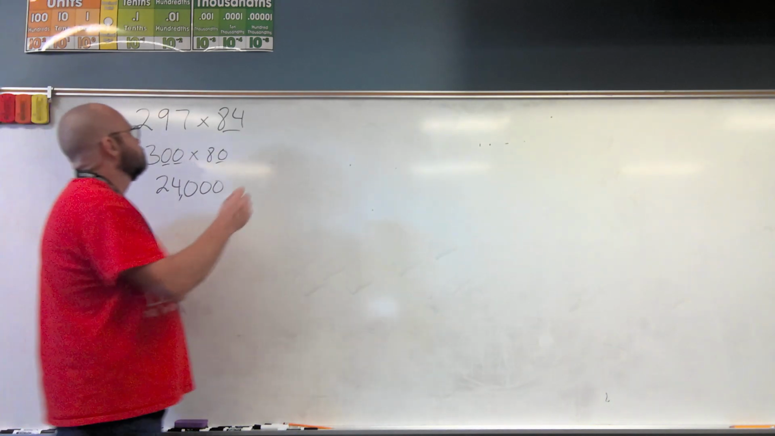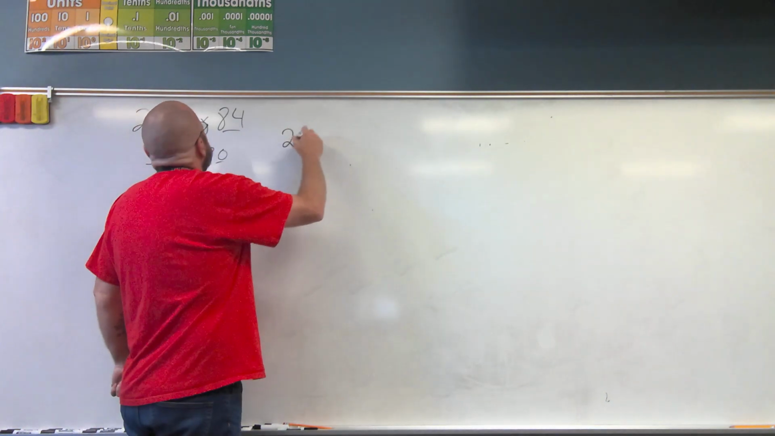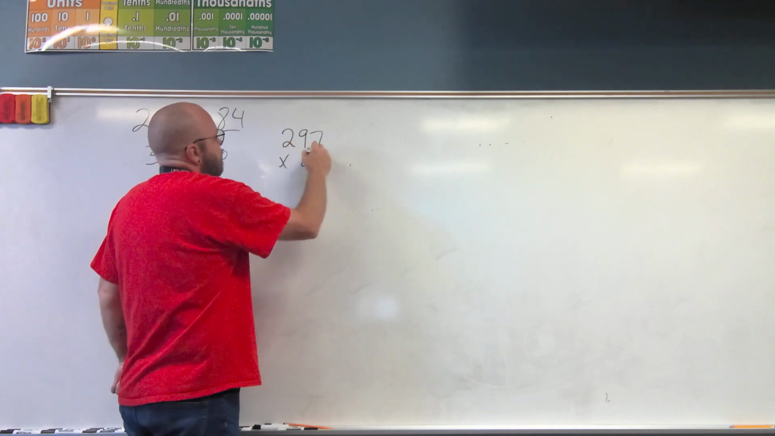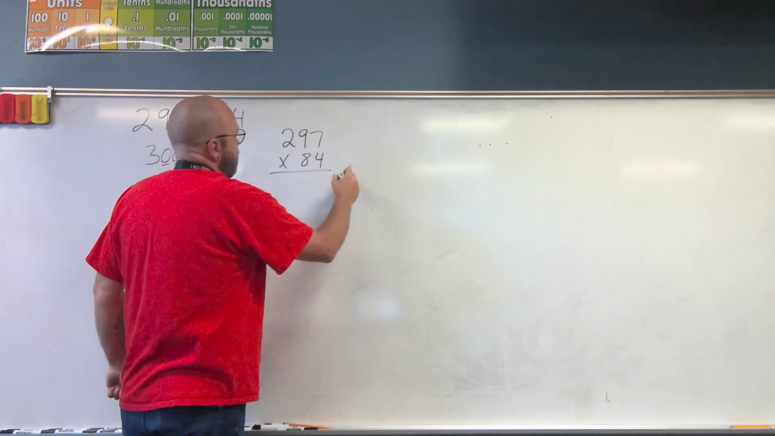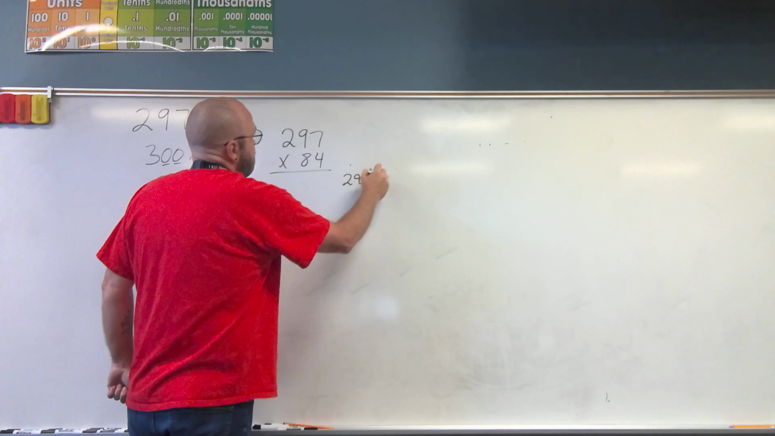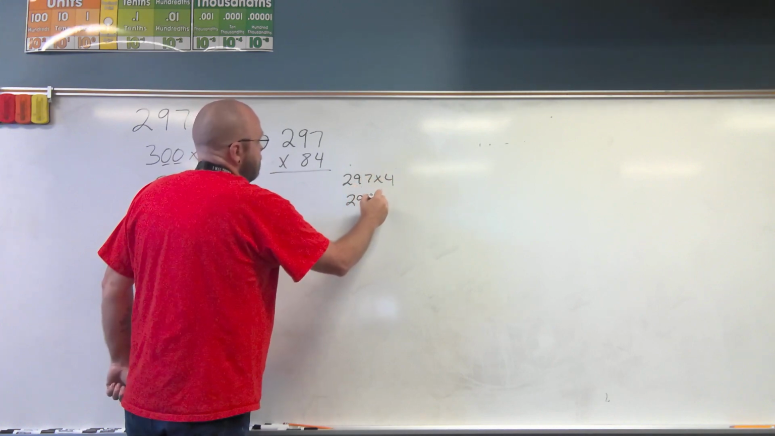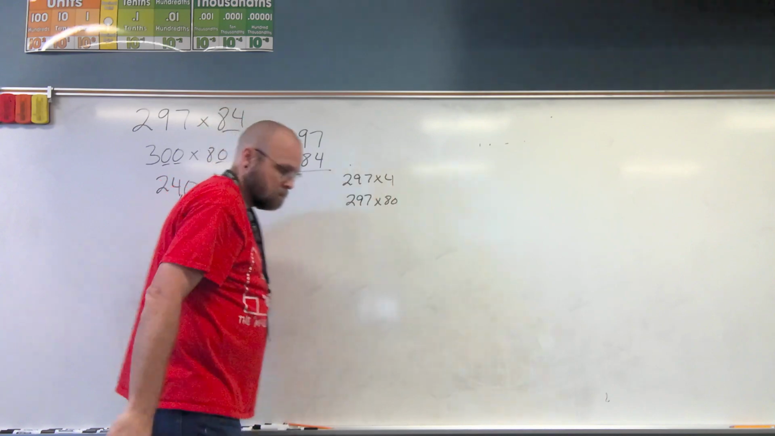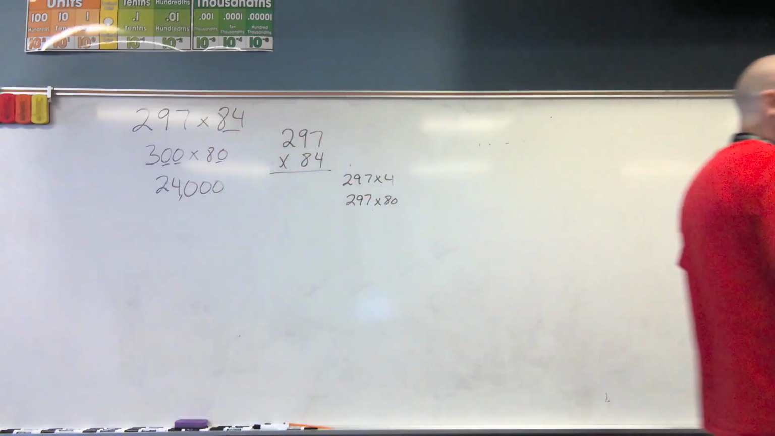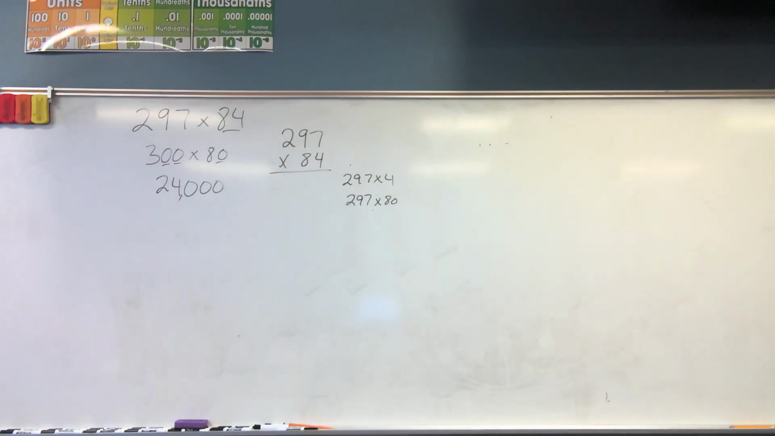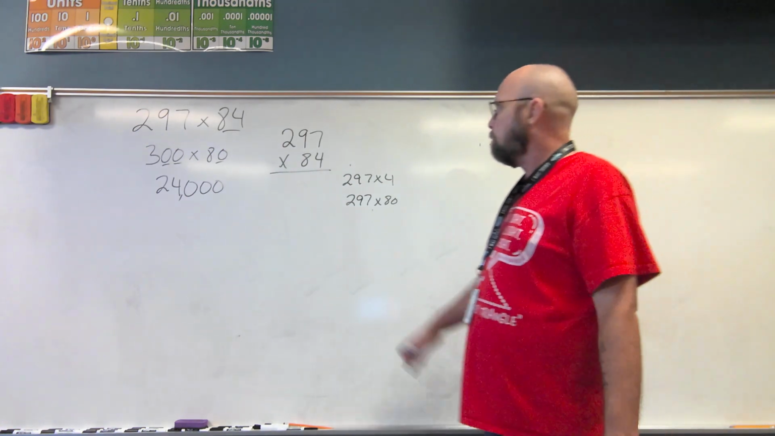My answer should be somewhere around 24,000. Standard algorithm. 297 times 84. My first line is going to be 297 times 4. My second line is going to be 297 times 80. So that's a third way you could do it, if you want to do it that way. We have the lattice method, not lettuce. Lattice method we could do.